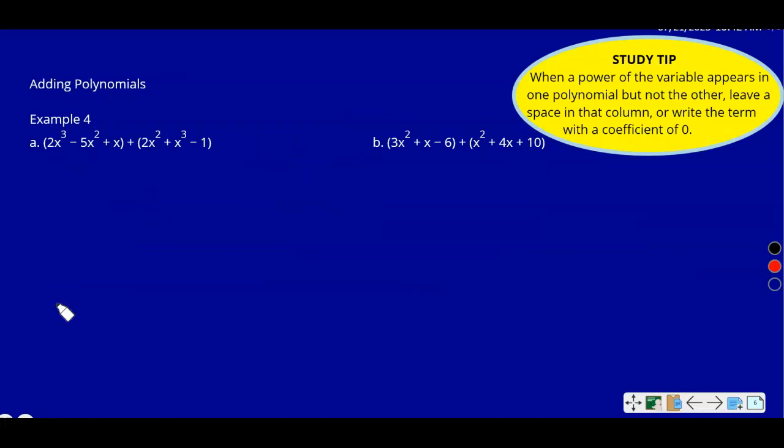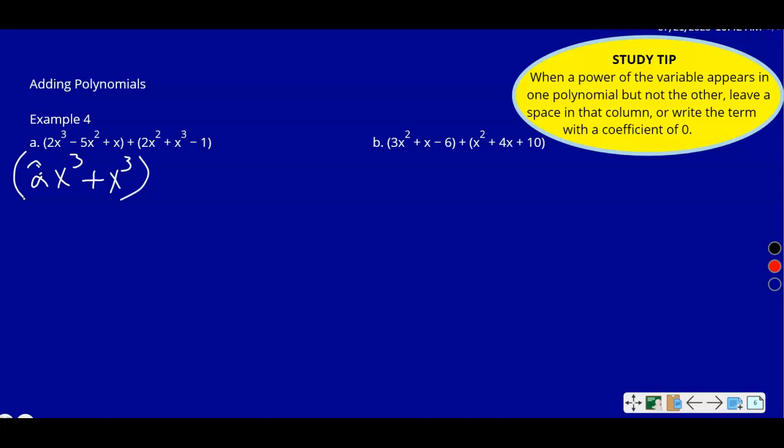Example 4, adding polynomials. All right, to add polynomials, you can only add like terms. That means if it has the same variable and the same exponent, you can add those terms together. The easiest way to do it is to group these, to rewrite it as 2x cubed plus x cubed. Okay, so those are like terms. Those can be added together. And then do the same thing for each exponent.